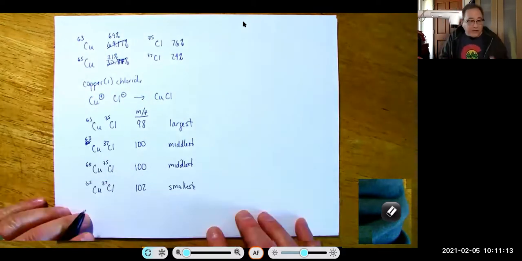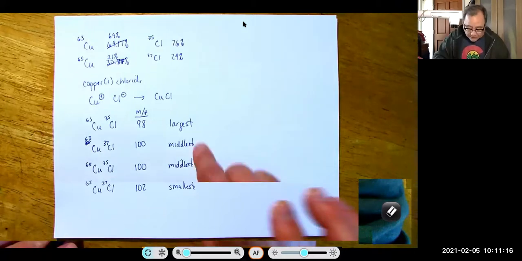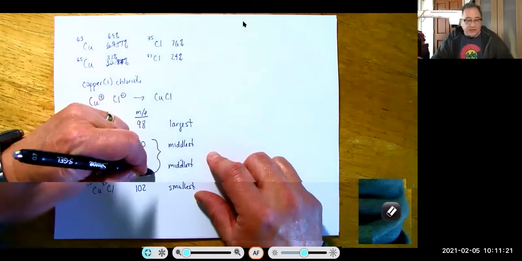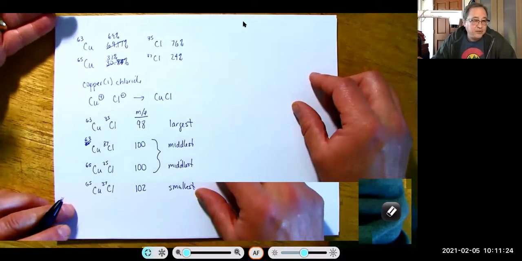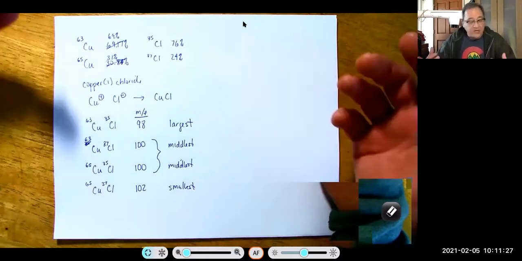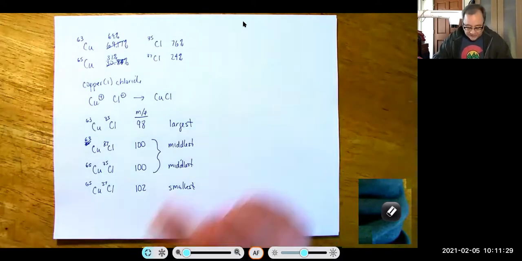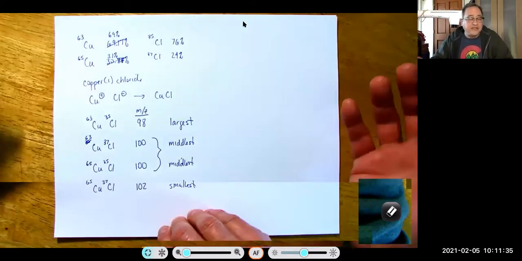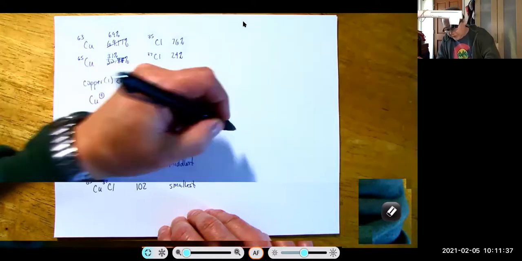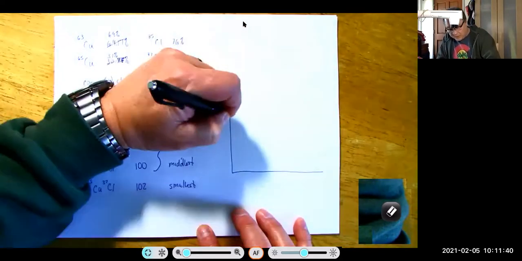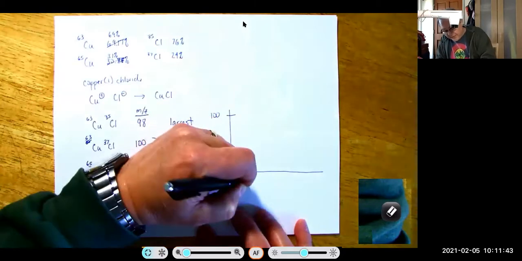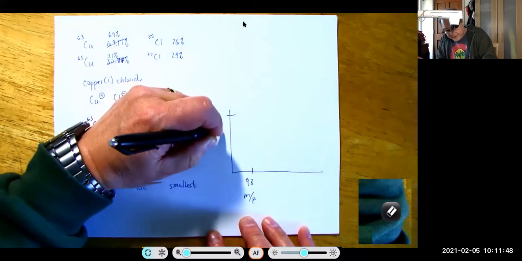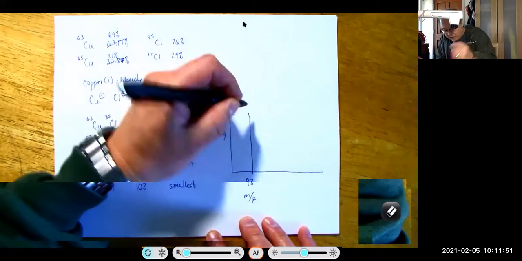And these two are going to be the middle ones. The one thing we know for certain is that this one is supposed to be bigger than this one. But for the middle ones, we don't know if it's going to be taller than the largest or smaller than the largest. The reason I say taller is because we have to add the two middle ones together because they're both 100s. But we're doing this qualitatively, so that doesn't matter. So we're going to go 100%, and we're going to say 98 mass to charge, and this is intensity. And we're going to go ahead and just guess that that one's going to be the largest peak.